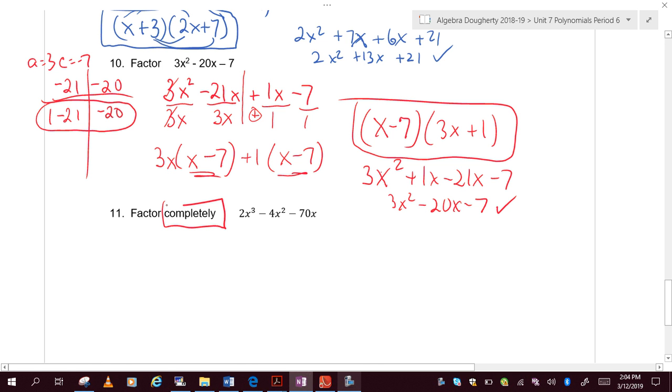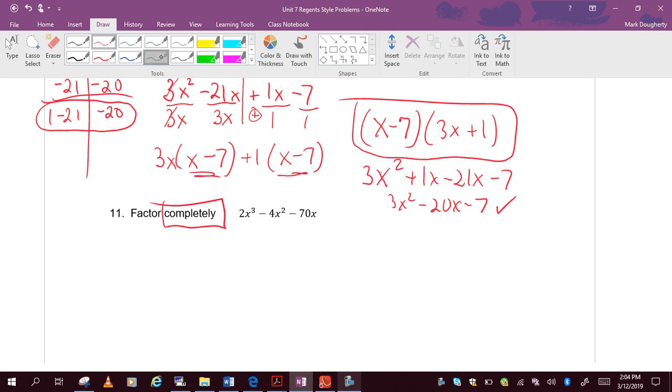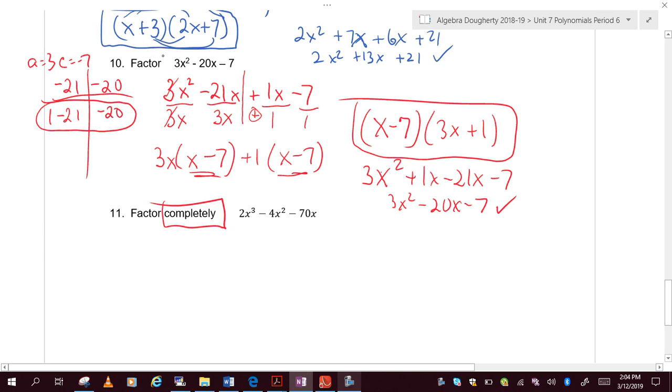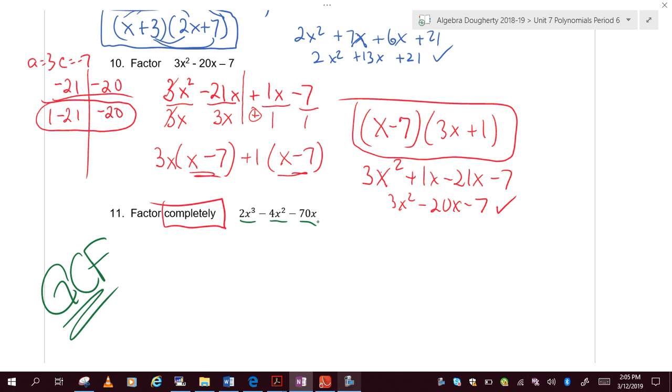Factor completely. If you see factoring completely, it means you're likely going to have at least 2 steps. And again, our first rule of factoring is to look for the GCF. So, what is the GCF between these terms? I see a number of 2, because 2 goes into all 3 even coefficients, and they also have an x. So 2x is the GCF, because 1 is the lowest exponent of all 3 of those that they all have in common. So I pull out a 2x.